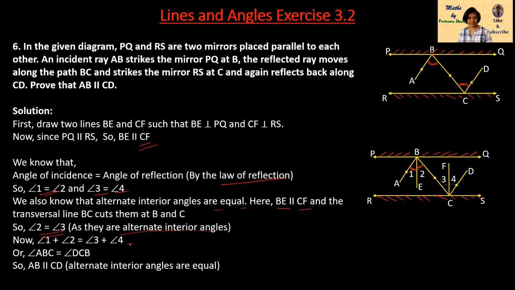We can write it as angle ABC, which we wanted to get. Angle ABC equals angle DCB. Angle ABC equals angle DCB. When these two angles are equal, that means line AB is parallel to line CD. Hence proved. Here you can write hence proved.